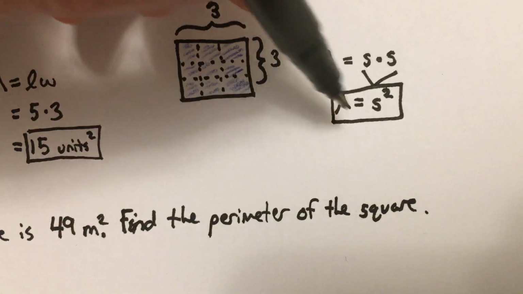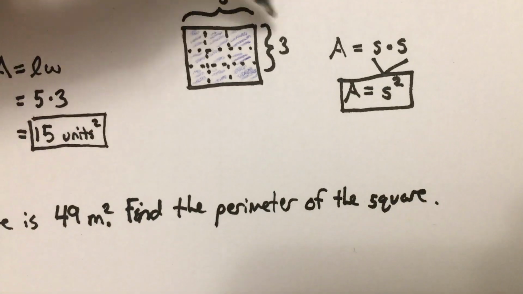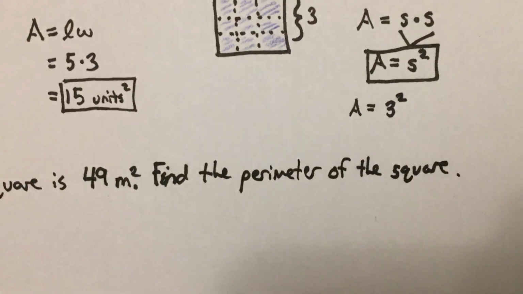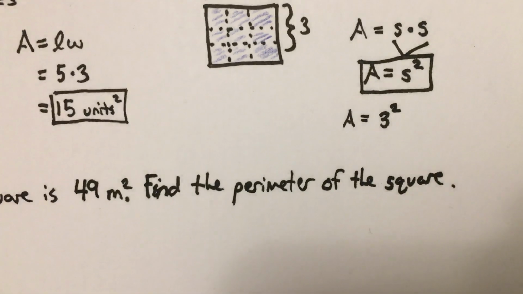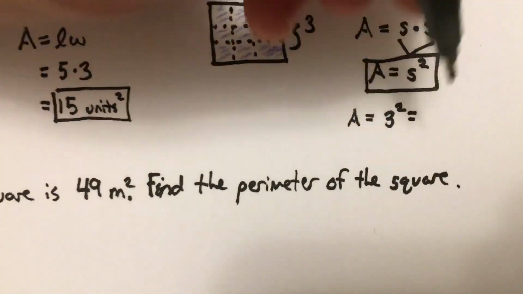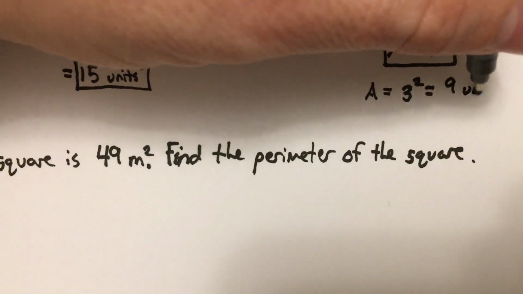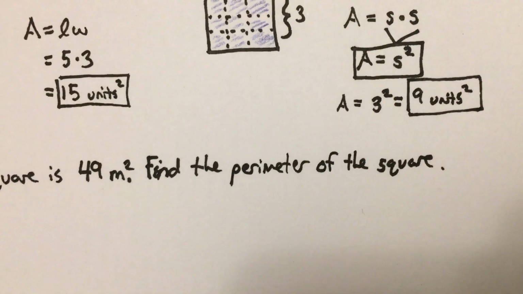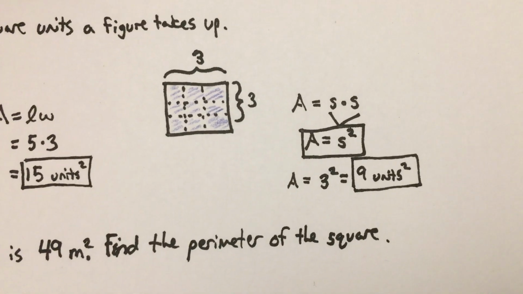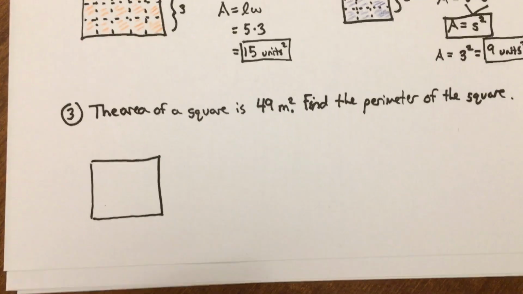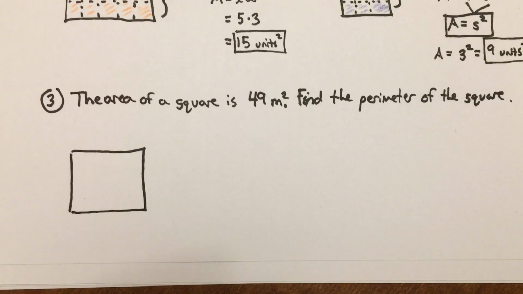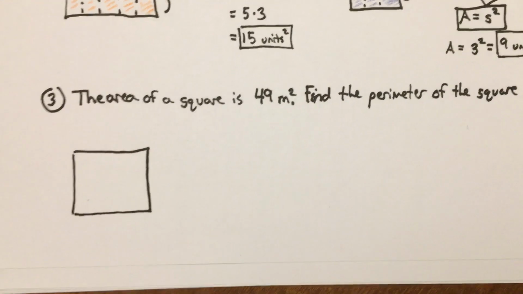Now, if I wanted to use this formula right here to calculate the area of this square, then I would just say A is equal to 3 to the second power. Well, 3 to the second power, or 3 times 3, would equal 9 square units. So there's my answer for this square example. So looking at the last problem that we have down below, the area of a square is 49 square meters. Find the perimeter of the square.